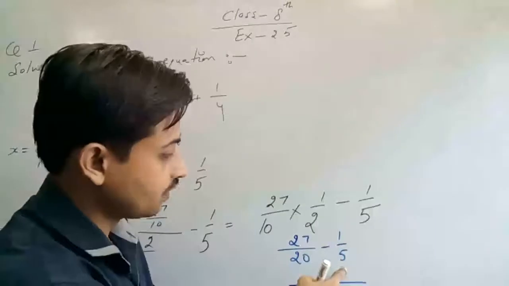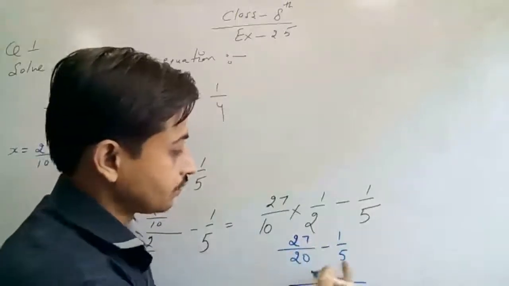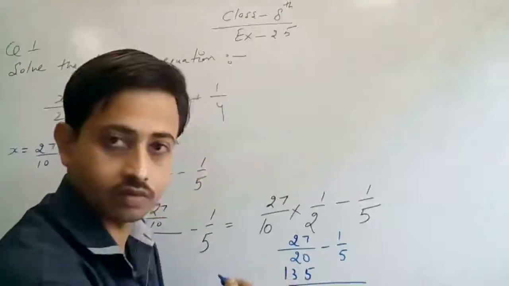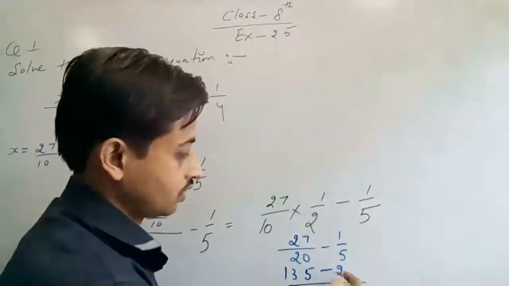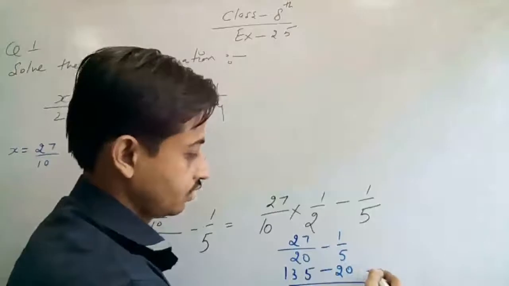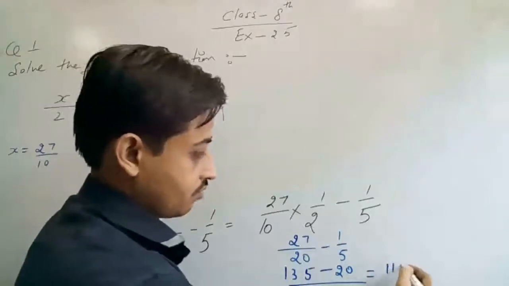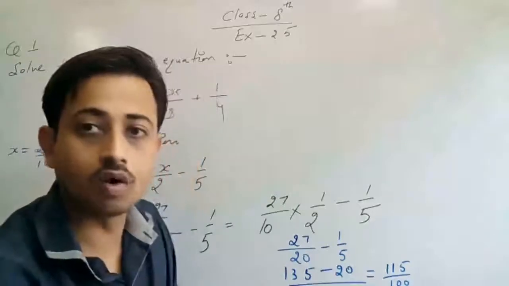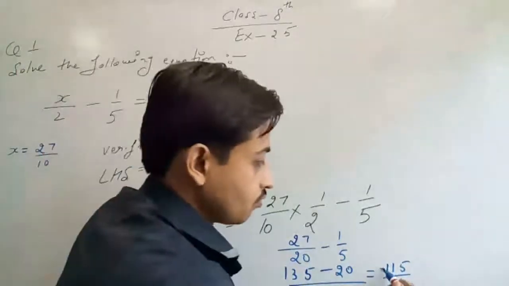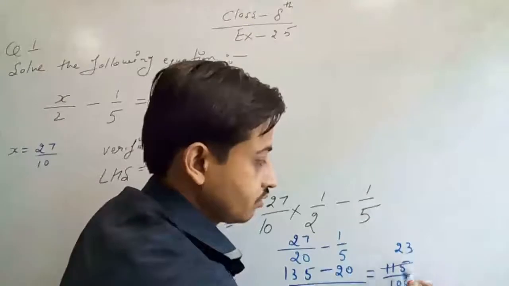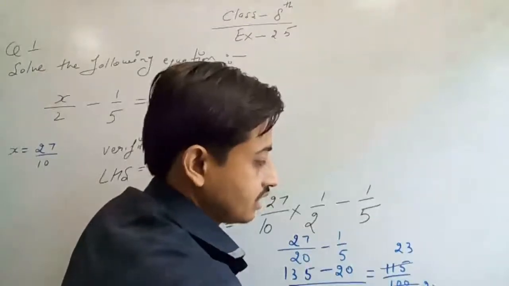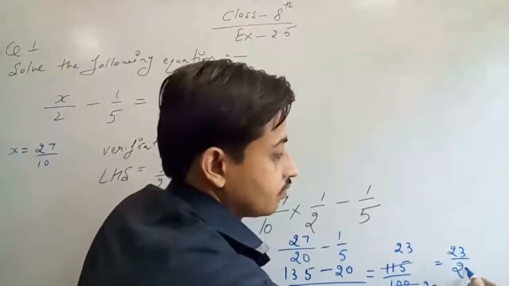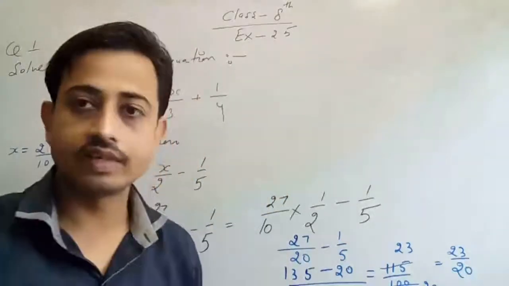100, and multiply 7 into 5, 35, carry 3, 5 to the 10 and 3, 35, minus 20 into 1, 20. Solve it, we get 15 divided by 100. You can cut it using the table of 5. 5 2s are 10, 5 3s are 15, and 5 2s are 10. So we get 23 divided by 20. This is our left hand side.